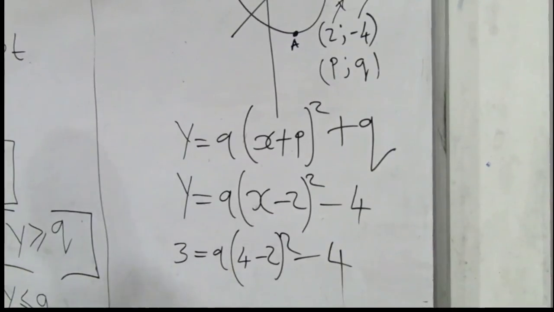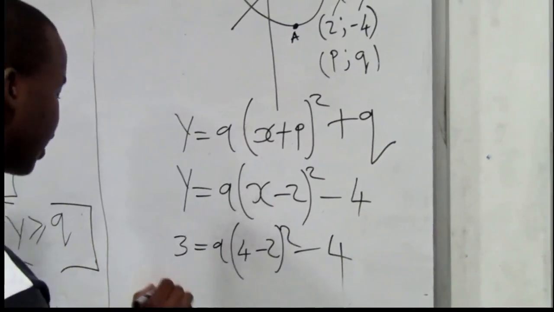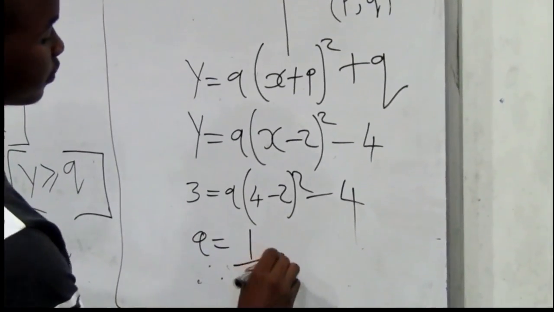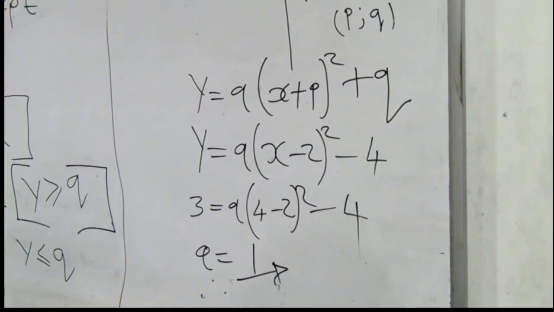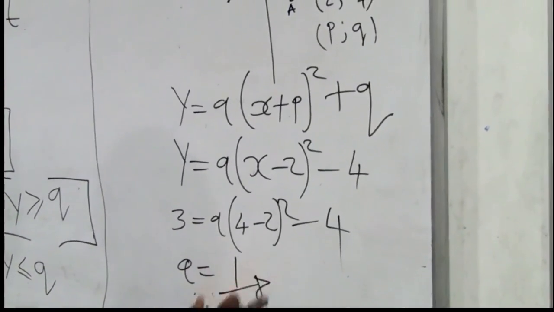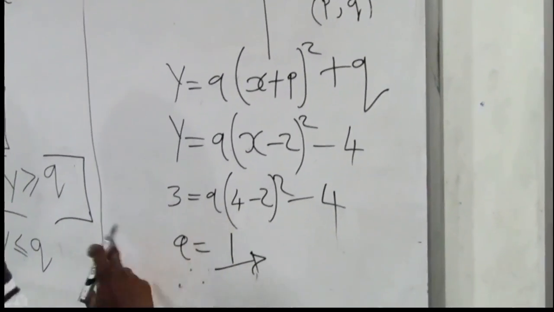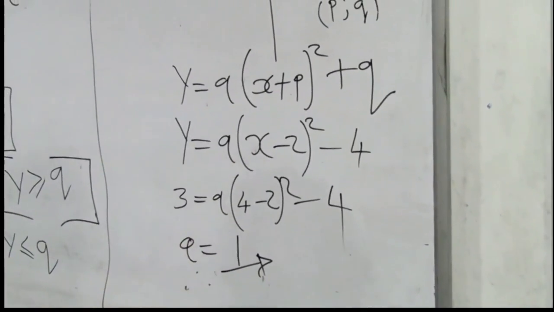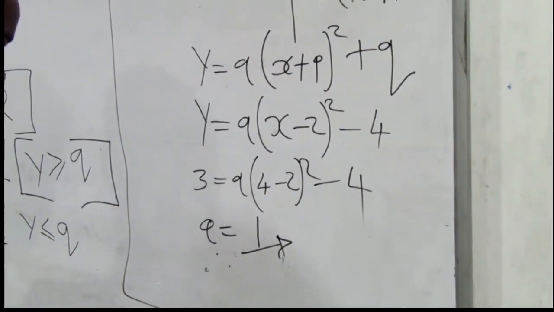We solve for a. After solving for a, let us presume that we got 1. I didn't calculate this, I just presume that at the end, after solving and simplifying everything, our a is going to be 1. It's not the correct answer, but I presume.